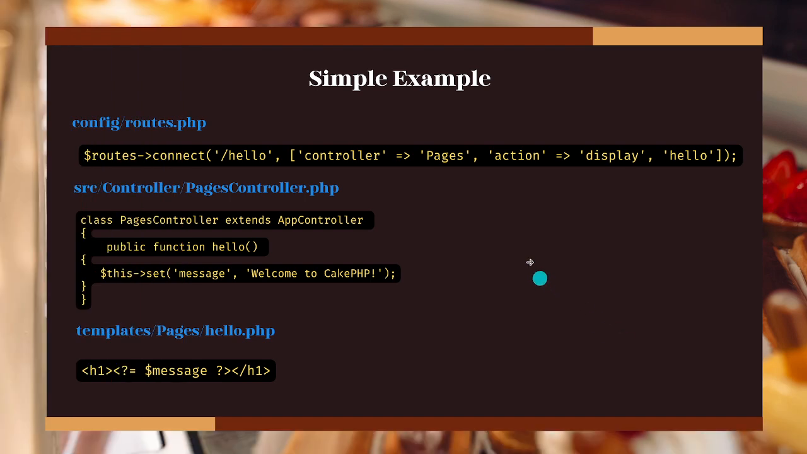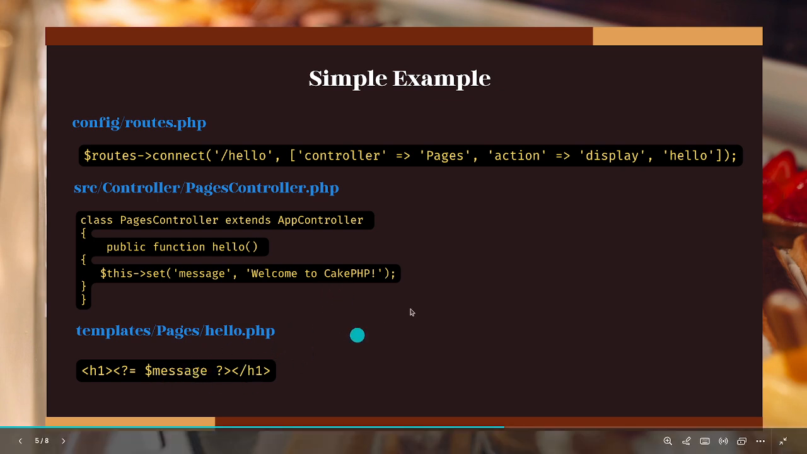Okay, this is a simple example. Don't panic, it's a simple example, and I will try to give you a brief. Hello is the route, and the controller name, page, is the section. Leave it. We have a controller with the name PageController, and in the controller we have a hello function which returns welcome to PHP, and in hello.php we have a template file, and it will print the message. That's all. Leave it.